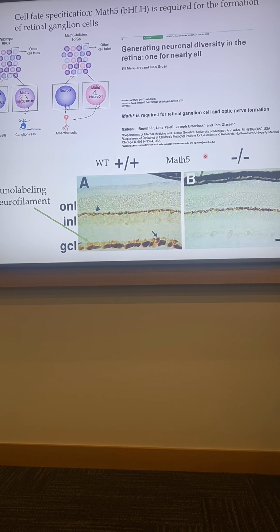So this next example is specifically to make your brains hurt a little bit and to demonstrate this notion of competence. You knock out MAF5, now known as atonal 7, you lose all the ganglion cells. Bye-bye. Nadine Brown and Joe Brzezinski are on this paper too. They're now at UC Davis. Really cool work. You knock it out, you don't get a single ganglion cell. So clearly MAF5 is required for that competence in progenitors, which is really interesting.